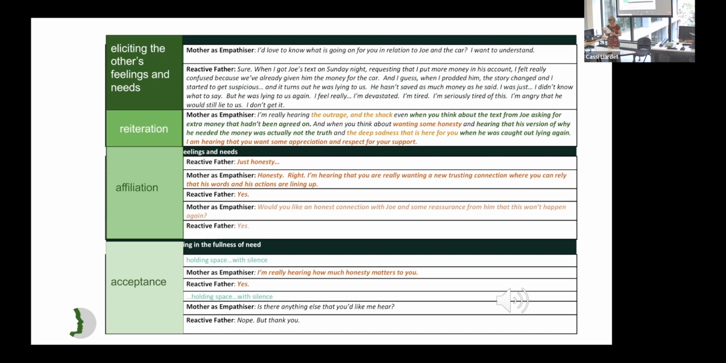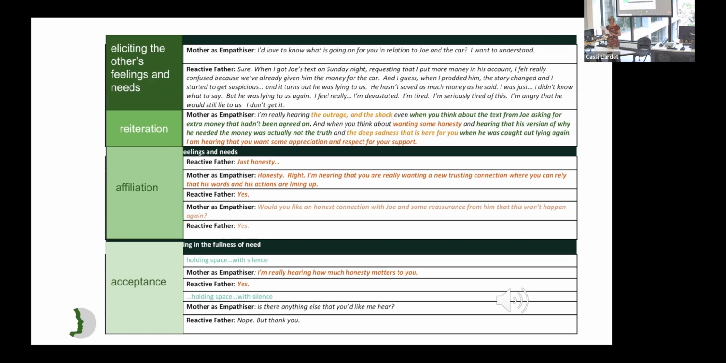Just honesty. Honesty, right. I'm hearing you're really wanting a different connection where you can rely on his words and his actions line up. Yes. Would you like an honest connection with Joe and some reassurance from him that this won't happen again? Yes. And then in the moment, there's this silence, a bit of a relief.